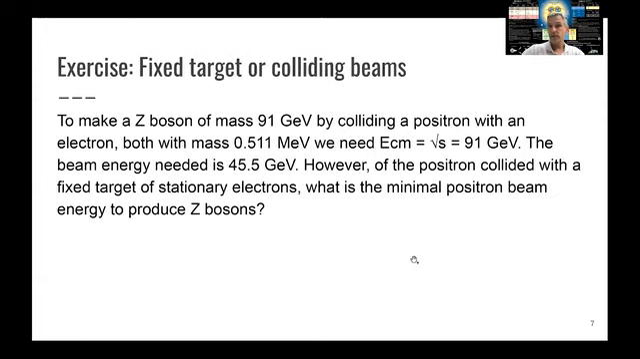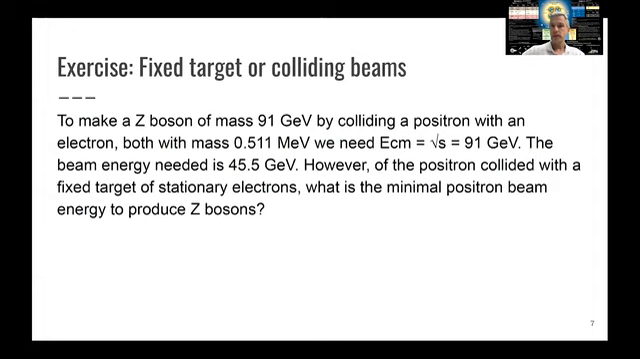All right, and here's another exercise now. So we want to actually create a Z boson, which has a mass of about 91 GeV. Note, I dropped the 1 over c squared here. And you want to produce this particle by colliding a positron with an electron. So this has happened at LEP at CERN in the late 80s and 90s.